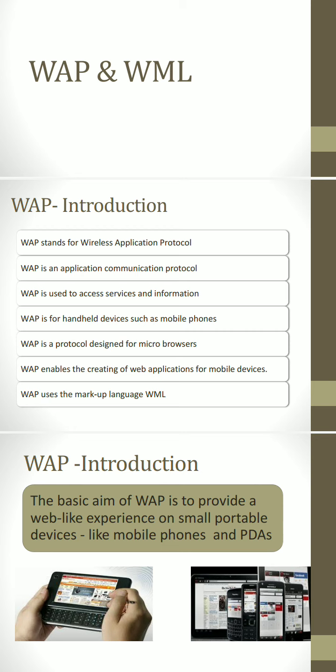WAP is for handheld devices. Which are the handheld devices? Like mobile phones, PDAs, etc. WAP is a protocol designed for micro browsers, because in the mobile you can see that the data will be seen by using micro browsers. WAP enables the creation of web applications for mobile devices. It uses the markup language, that is WML.